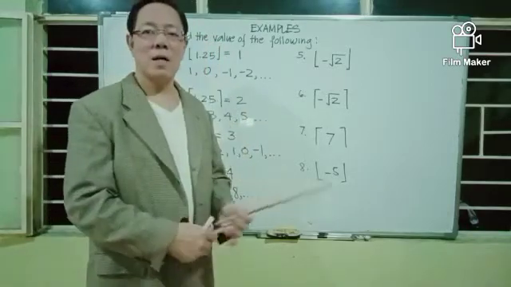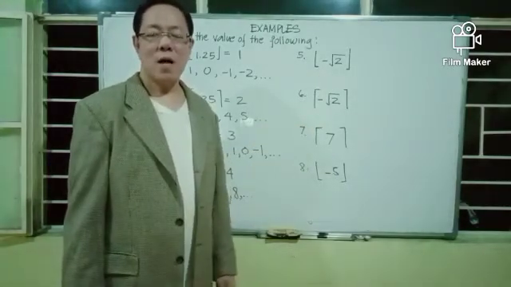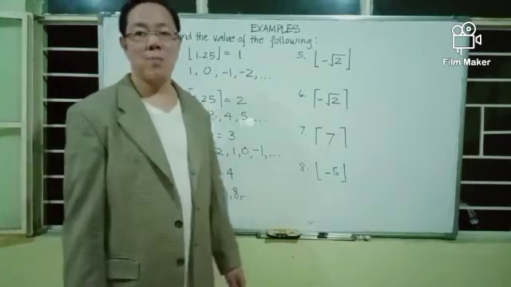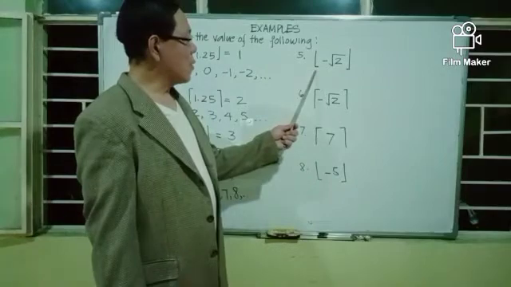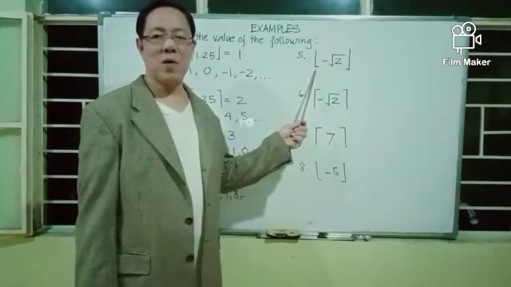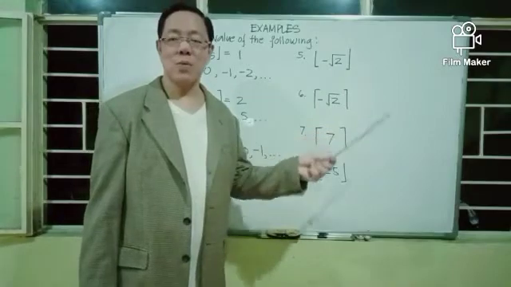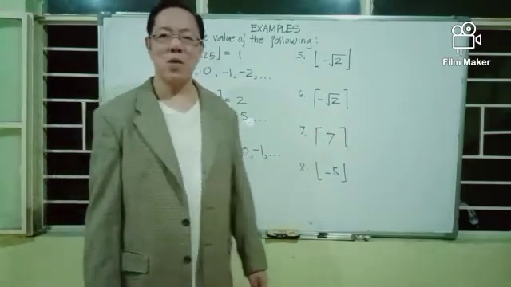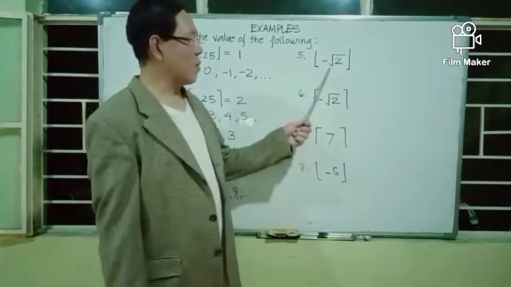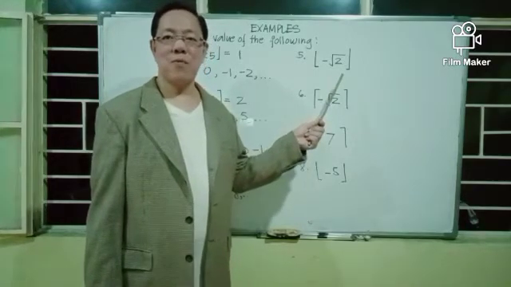we want to find the floor of negative square root of 2. Now, square root of 2 is approximately, to 2 decimal places, 1.41. So we want to find the floor of the real number negative 1.41. And the floor of negative square root of 2, or the floor of negative 1.41, is the greatest integer that is less than or equal to negative square root of 2, or negative 1.41.